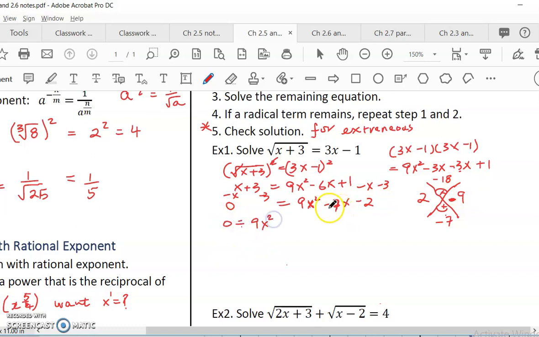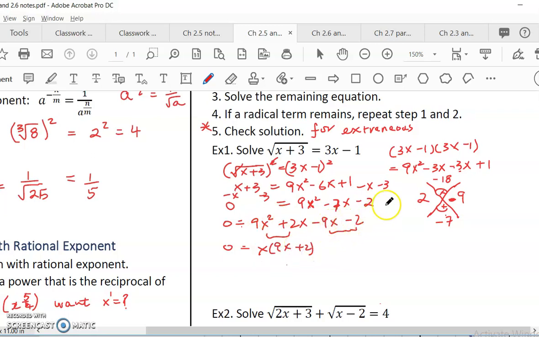I split 7x as plus 2x minus 9x minus 2. And then grouping. So after you do the AC diamond, you do grouping. 0 equals x, because the common factor of 9x squared and 2x is x, times 9x plus 2.